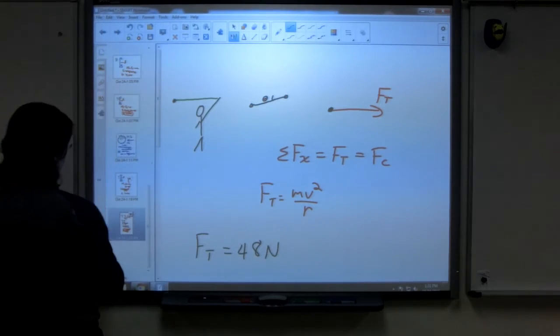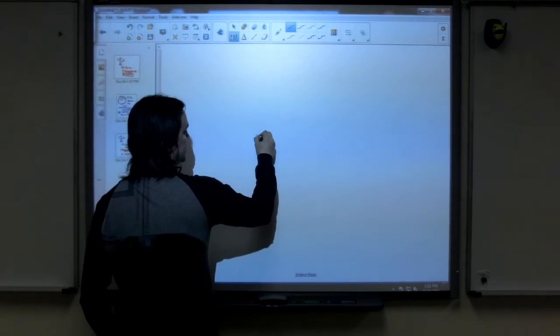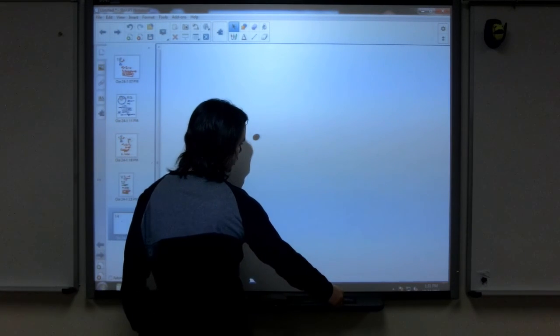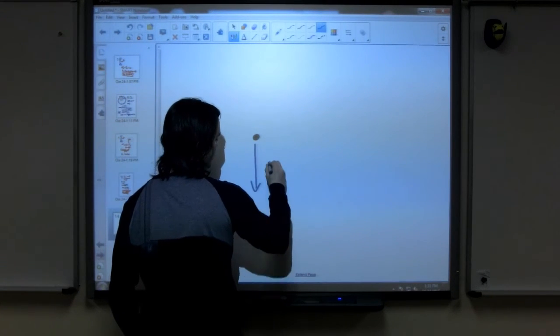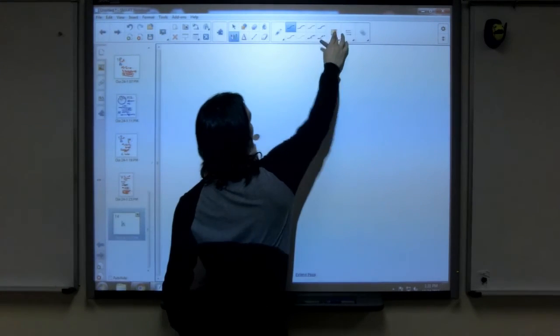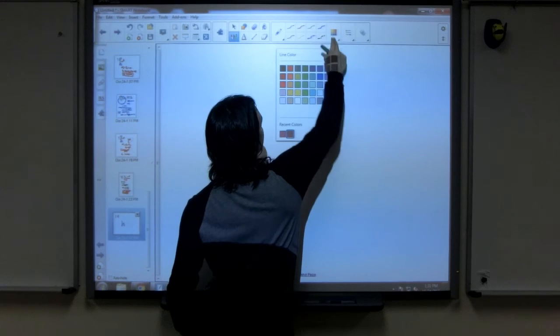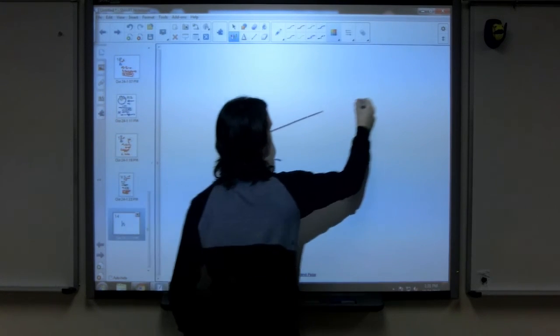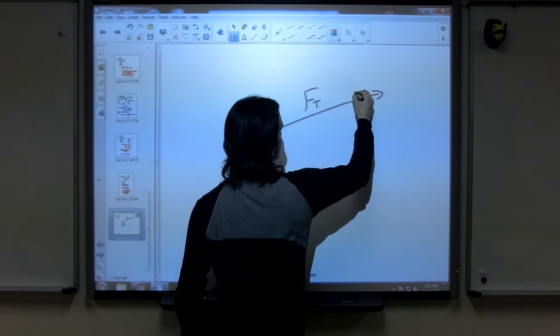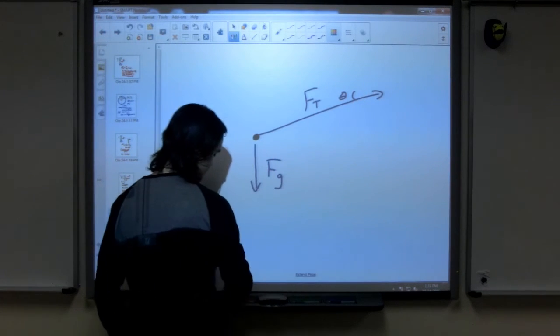You are welcome to ignore this. I will not ask this type of question in Gen Physics. If you are any of my AP students, you might have concern on this. We have a force of gravity downward, and in reality, when you are swinging this around, you end up with something like this. Here's your force of tension, and there's some angle here, theta.